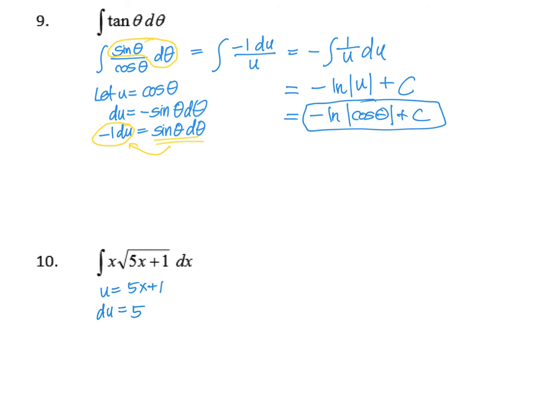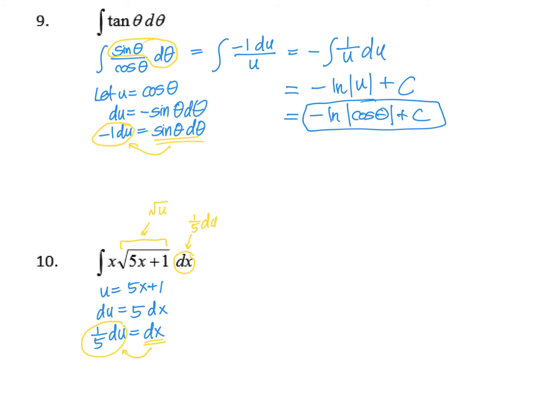du dx equals 5, so du equals 5 dx. Now I'm going to multiply both sides by 1/5, and so I have 1/5 du equals dx. Now, we've got this dx right here, so we're going to replace that dx with 1/5 du. This part is going to be replaced by square root of u.